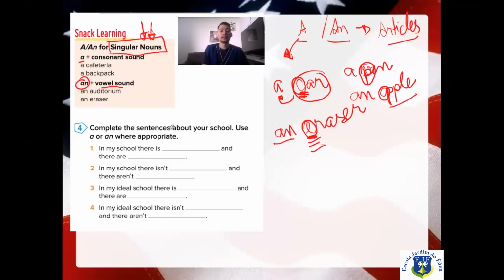So, complete the sentences about your school. Use a or an where appropriate. Pessoal, aqui também, ó, é personal, ok? Vocês irão fazer aí sobre a nossa escola, né? A nossa escola Jardim do Éden. Então, vocês irão fazer aí essas questões sobre a nossa escola.